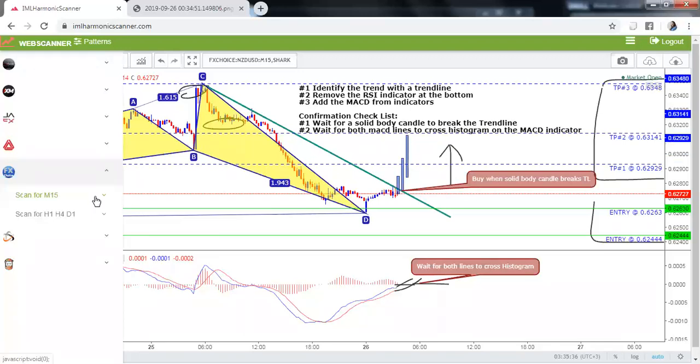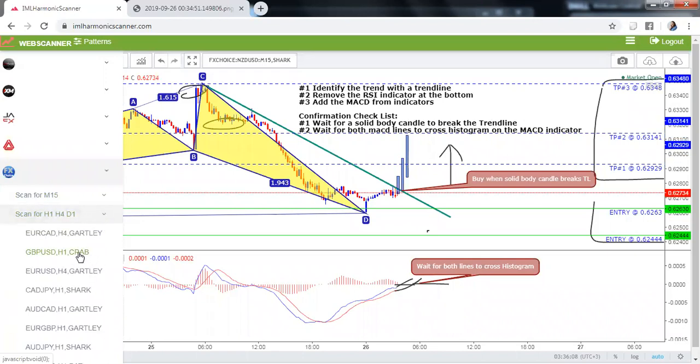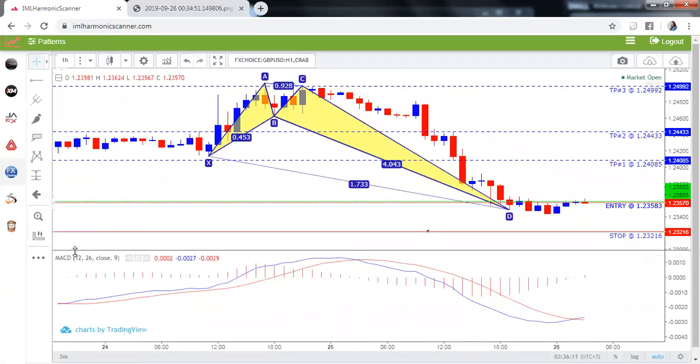Scan for M15 means that you're in and out of the market quickly, right? Because the candles form every 15 minutes, the market would move quicker than if you are on a 1 hour time frame or H4 time frame or even a daily time frame, right? So remember, H1 means each candle forms every hour, H4 means each candle forms every 4 hours, and D1 means each candle forms every day, right? So we're going to scan for H1 chart.